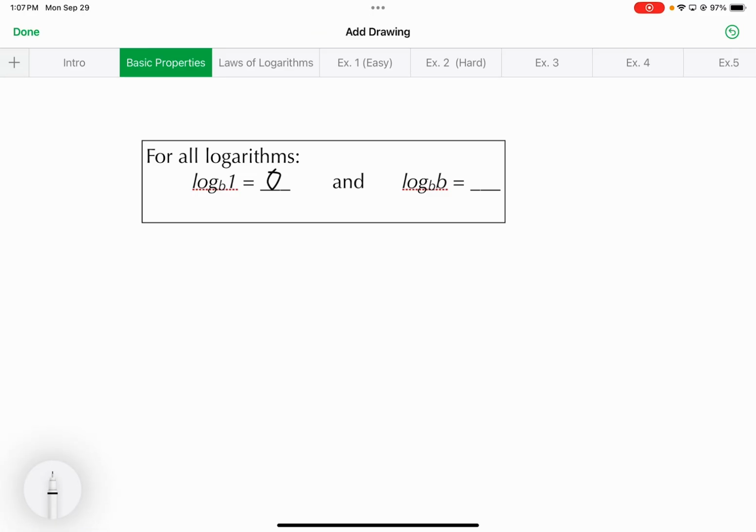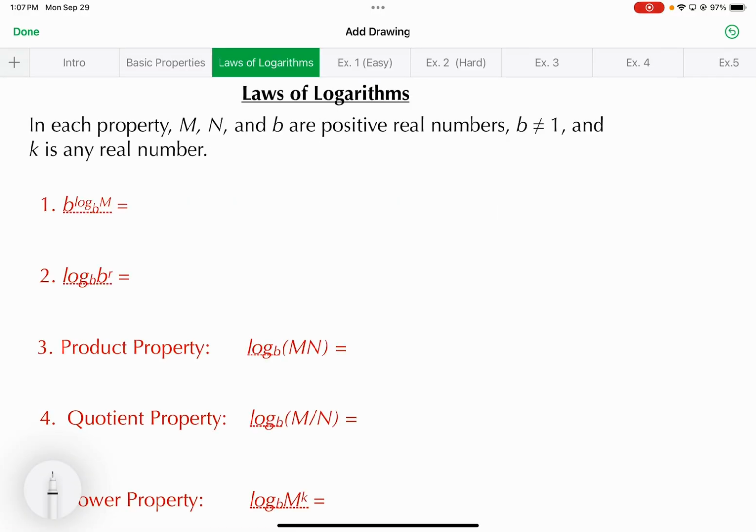What about log base b of b? What exponent would I have to raise b to for it to equal b? Those are just very basic properties that should be pretty obvious why they are true. If we really wanted to, we could rewrite each one of those expressions as an exponential. You do really well with exponentials, but let's move into our laws of logs.